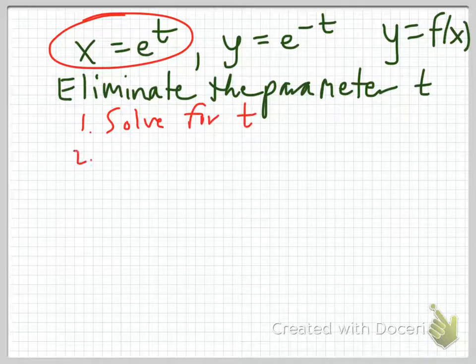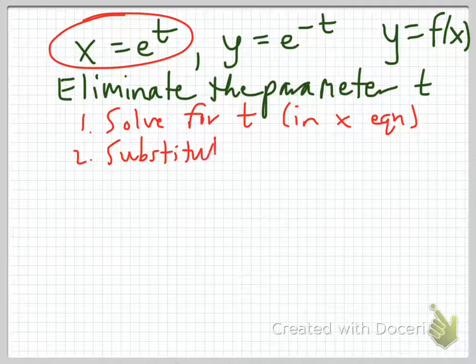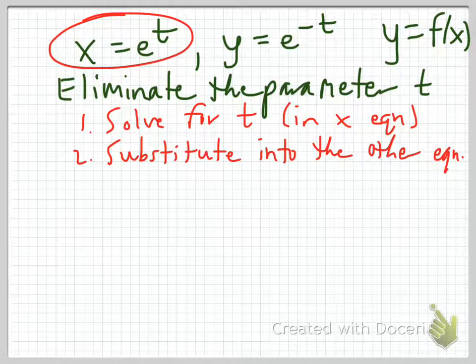And number 2, in the x equation, because we want y as a function of x. And if that doesn't work out, then find x as a function of y, and then you'll have other challenges there. But solve for t in the x equation, and then substitute into the other equation. Okay, so that's what we're going to do.